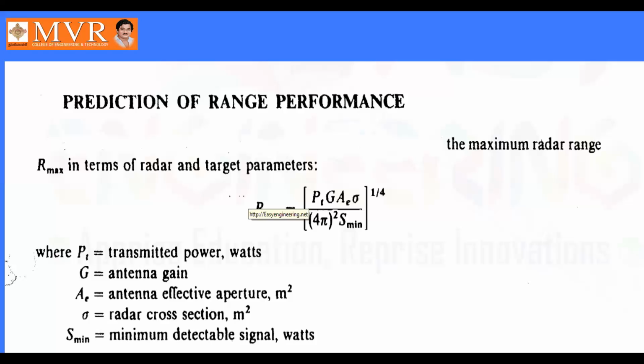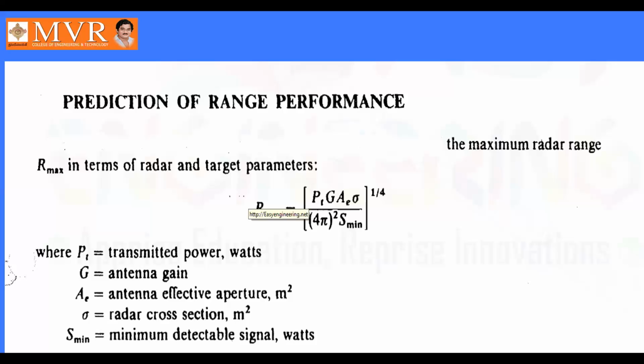S min is the minimum detectable signal. If we want to measure R maximum accurately, the problematic parameters we need to consider are the radar cross section as well as the minimum detectable signal. What do you mean by radar cross section? It means the amount of area of the target from which the signal is reflected.